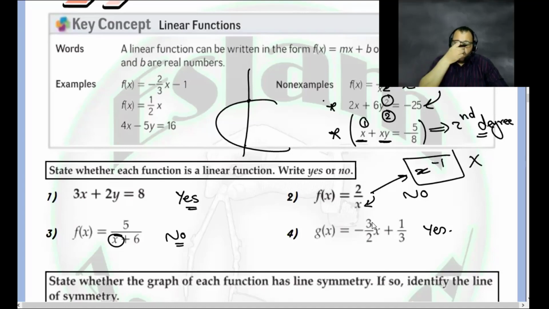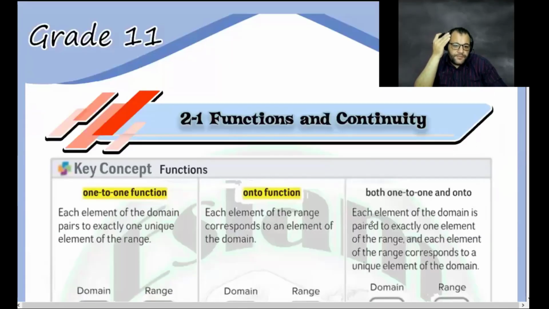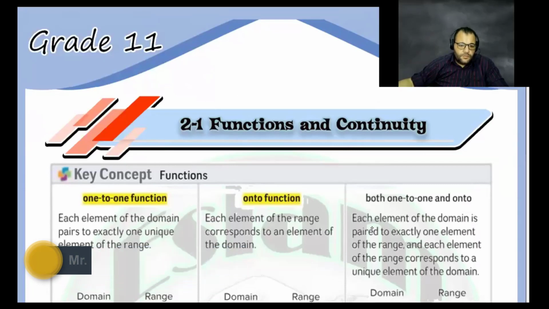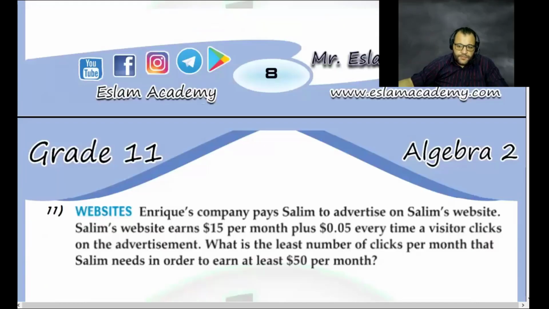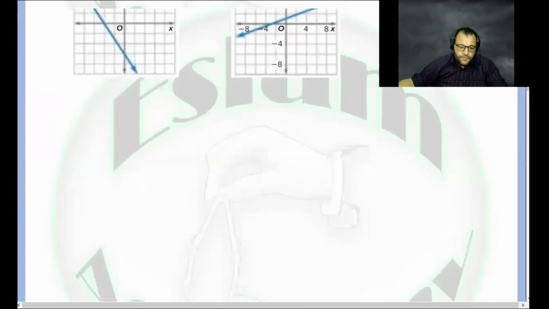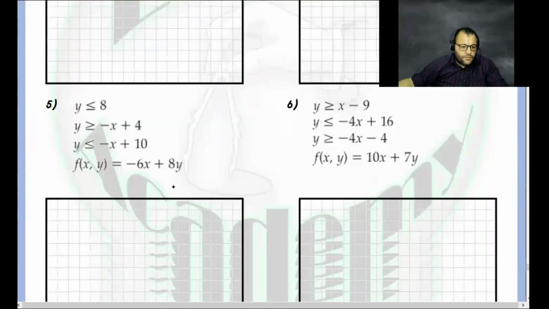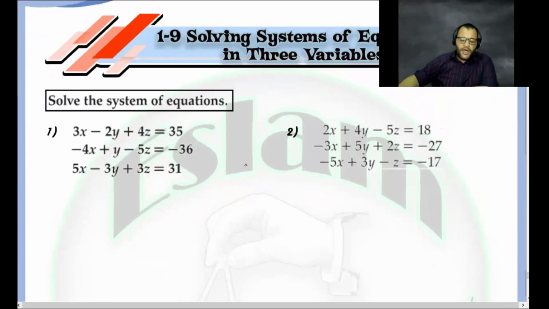Sir, 1.9. Can you just solve one of the questions again, please? Which part in 1.9? Question number 1. How many equations do we have? We have 3.